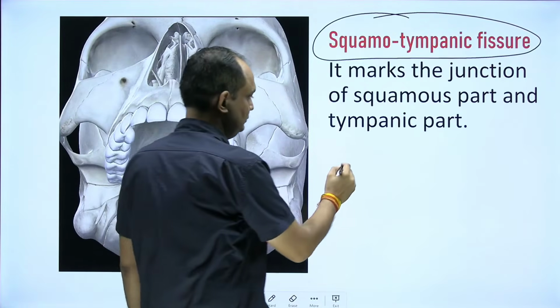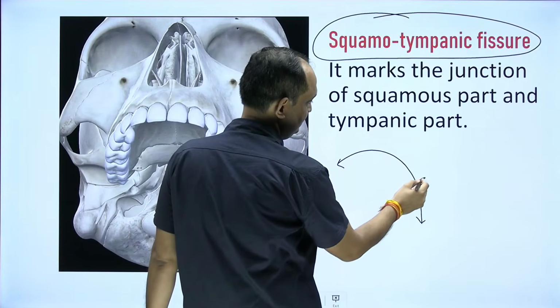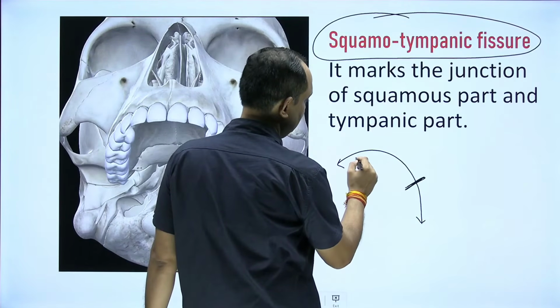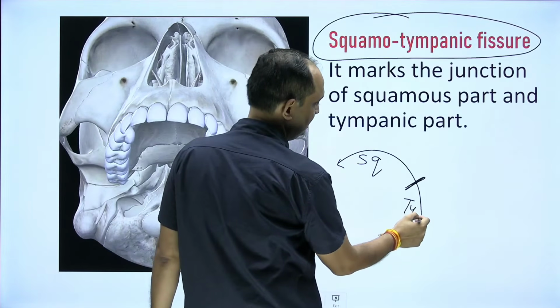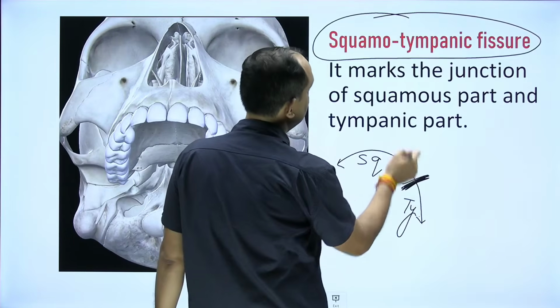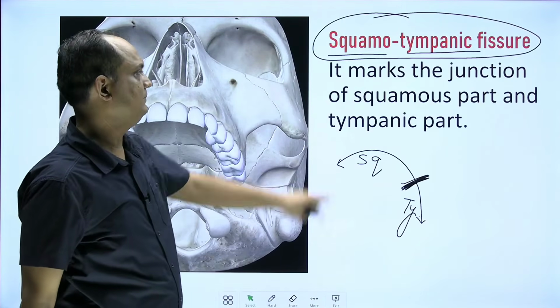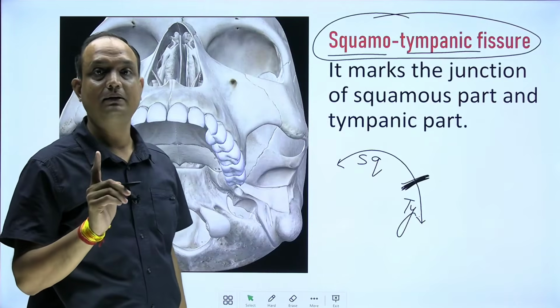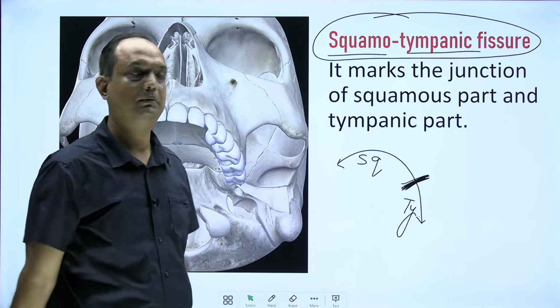So, I just told you that this whole articular area is divided by a fissure into two parts. The anterior part is formed by squamous, the posterior part is formed by tympanic. So, what is the name of the fissure? The answer is squamotympanic fissure. It marks the junction of the squamous part and tympanic part, but the question is where this part is present. The answer is in the mandibular fossa.